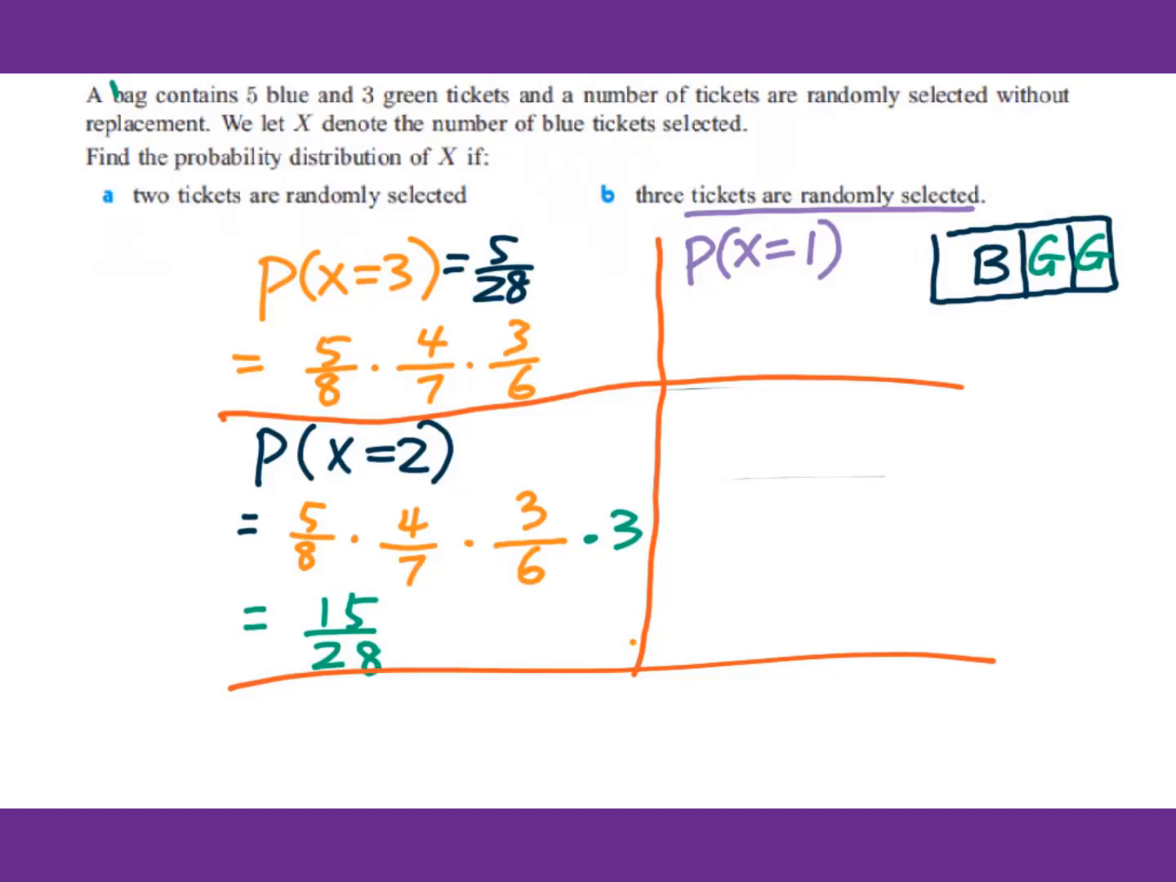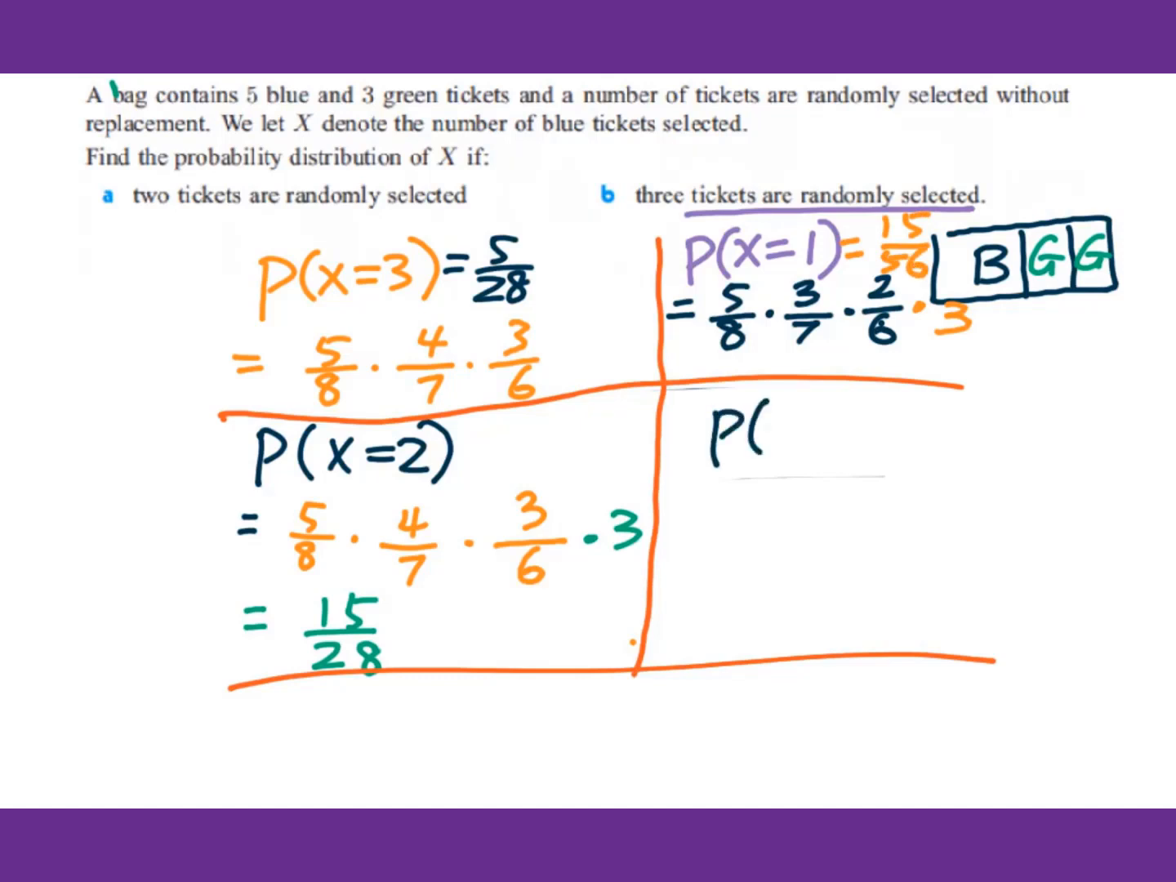The other 2 are green. So we have 5/8 times 3/7 times 2/6. Then you will have 3 situations like this. Therefore, you multiply by 3. You will get 15/56.